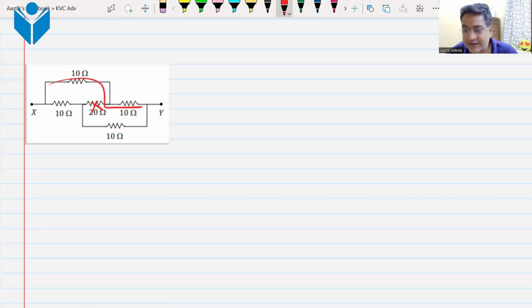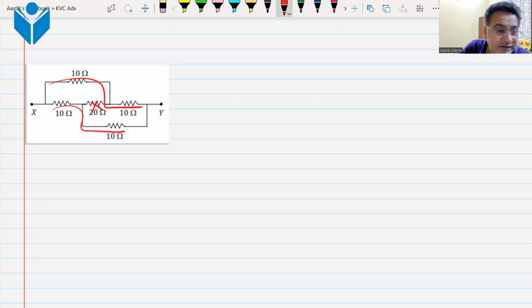This 10 and this 10 can be taken in series, 20. This 10 and this 10 can be taken in series, 20. 20 and 20 are in parallel. The answer would be 10. Do we understand this? Yes, sir. Everyone understands this? Yes, sir.